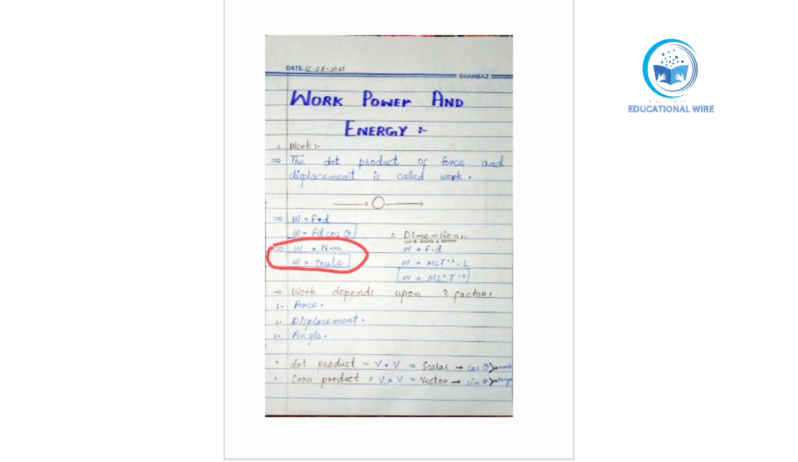F means force, whose unit is Newton, and displacement's unit is meter. Work is equal to Newton meter, and Newton meter is equal to joule. Work is equal to joule.